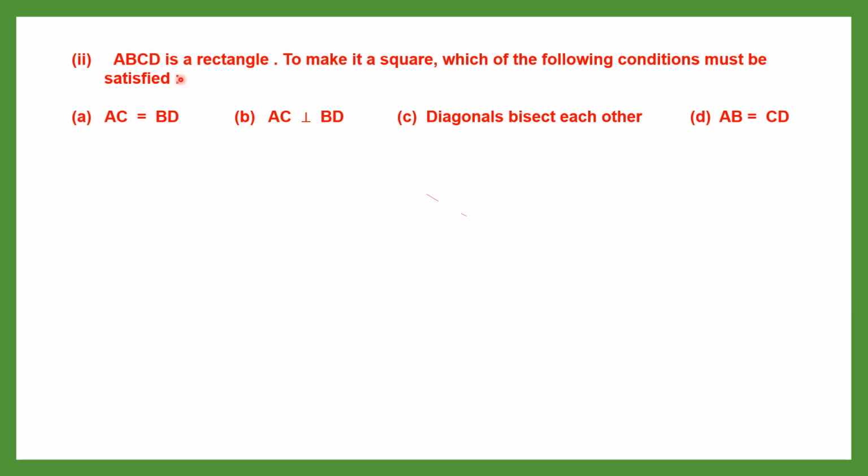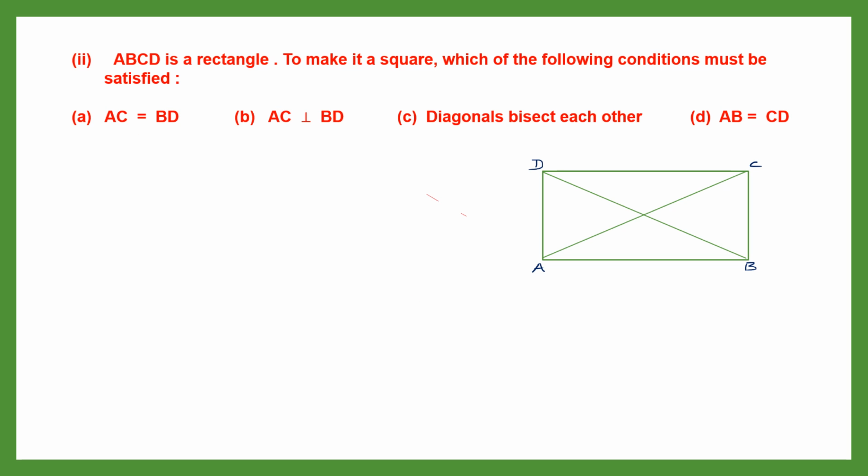Question 2. ABCD is a rectangle. Okay, so let's have a rectangle there. Now this is ABCD. This is a rectangle. To make it a square, if I have to change this rectangle to a square, which of the following conditions must be satisfied? So right now we have a rectangle and you can see the diagonals here. Now if I have to change this rectangle to a square, which of these conditions must be satisfied? Should AC be equal to BD? Now this is AC and BD.